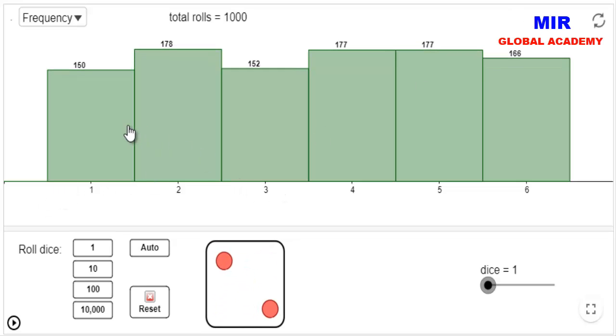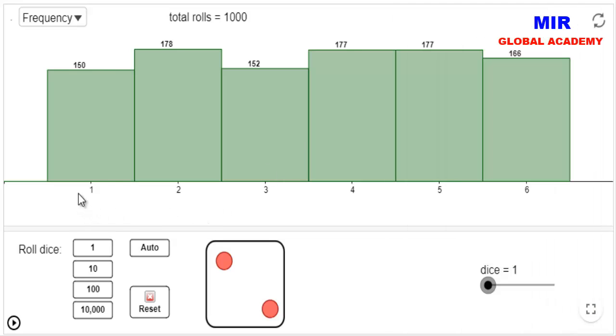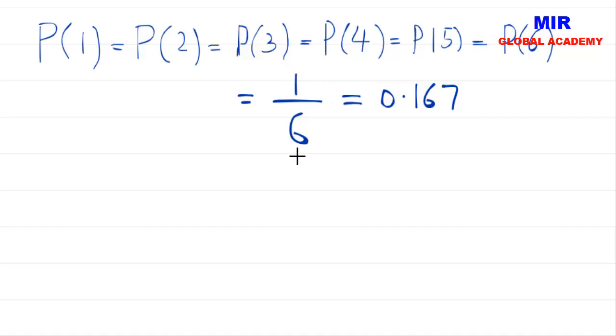After 1000 times, you can see this is our frequency distribution of rolling of dice. The probability of 1 is 150 out of 1000, that is 0.15, which is a little bit lesser than 0.16. And the probability of 2 is 178 over 1000, which is 0.17, a little bit higher than 0.16. Though the probability of each outcome is not equal right now, they are getting very close to 0.167, that is 1 over 6.